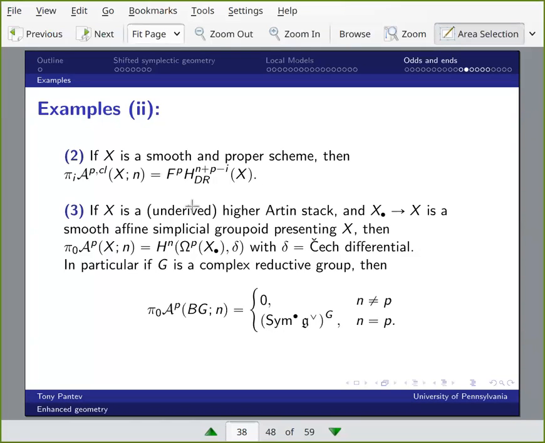If you do a stack, which is non-derived, and you represent the stack by a simplicial scheme, then you have a Čech interpretation of the forms on that. You can write the Čech complex for that simplicial scheme, and the p-forms shifted by n are just the Čech homologies of that double complex. So in particular, if you have the classifying stack of a group, the n-shifted p-forms are 0 if n is not p, and are the invariant polynomials on the Lie algebra if n is p.